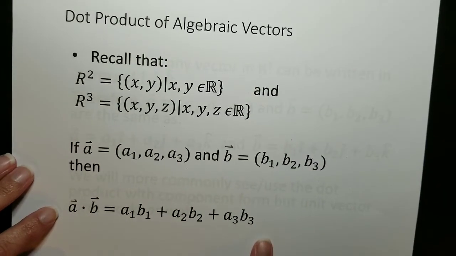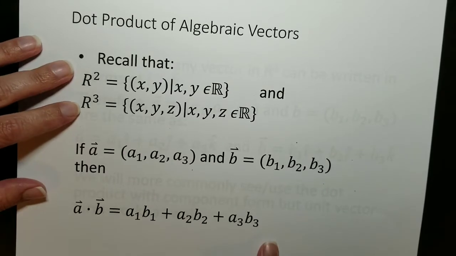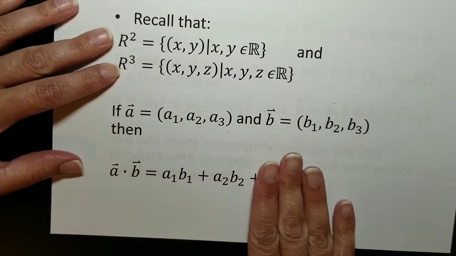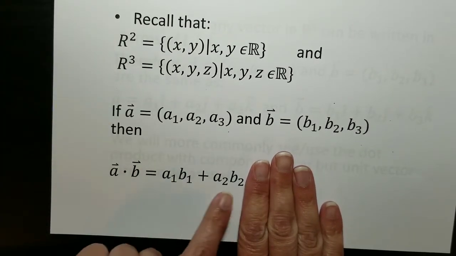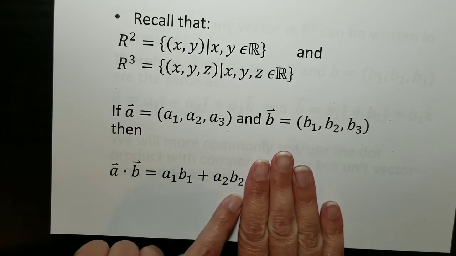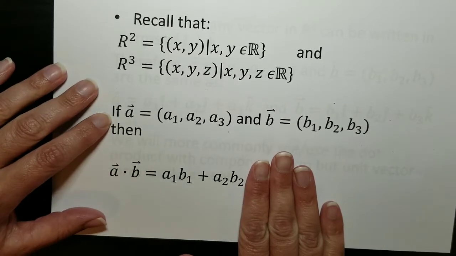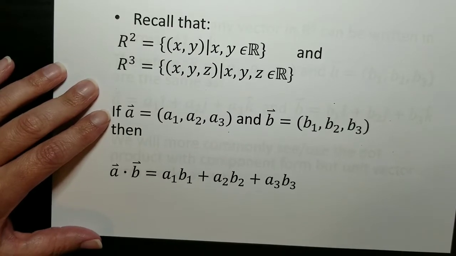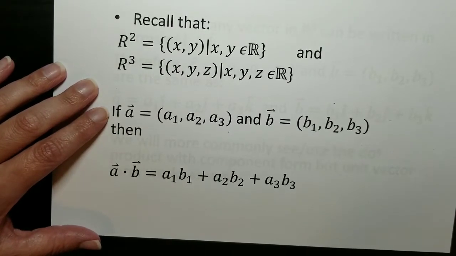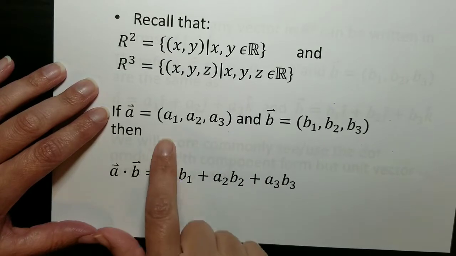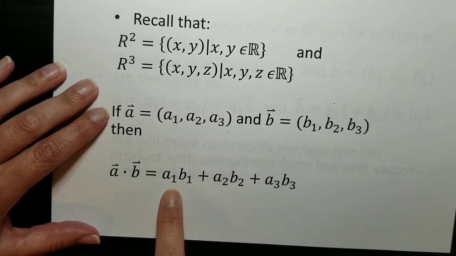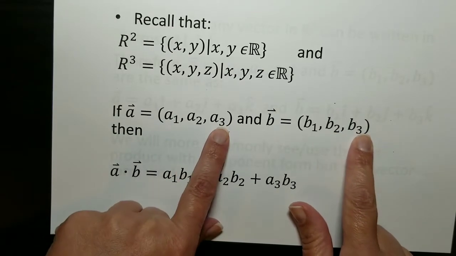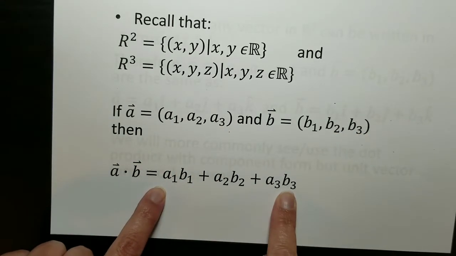So this just summarizes it. It works for R2 and R3. Obviously for R2 you just wouldn't have the Z components, it would just be A1B1 plus A2B2. But I don't have that written out separately because so often we will be working in R3. So for algebraic vectors in component form, we just multiply the two x values, multiply the two y values, multiply the two z values, and add them all up.